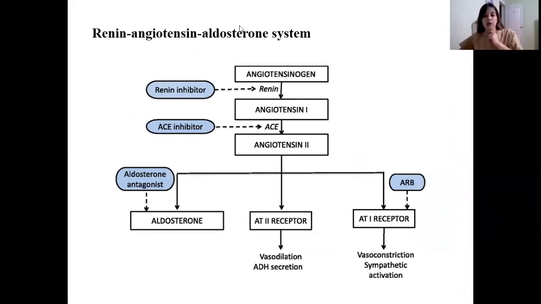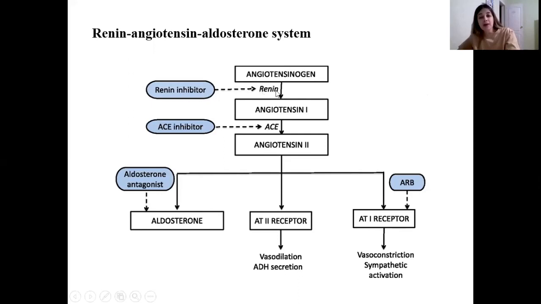Okay, now we are coming to the renin-angiotensin-aldosterone system. I already said about it several times, and now let's check how it actually works. So firstly, in our blood, there is a circulation of angiotensinogen, which is not active. This is a pro enzyme, pro molecule. It is not active.